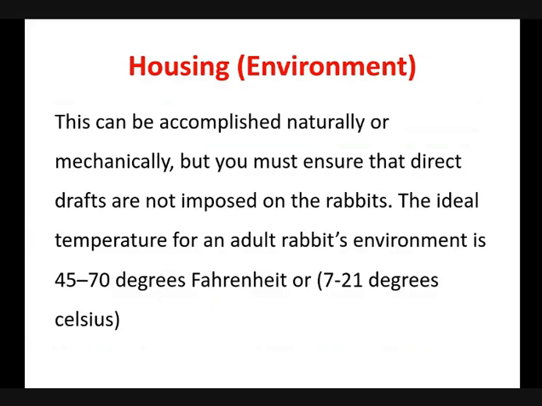The ideal temperature for an adult rabbit environment is 45 to 70 degrees Fahrenheit or 7 to 21 degrees Celsius. That's the ideal temperature for an adult rabbit's environment. And remember that Jamaica is a tropical country and rabbits have a lot of fur, which means they're going to get hot pretty quickly because of our climate. So you can't have them in a housing that is above 21 degrees Celsius. It should be between 7 and 21 degrees Celsius. So ensure that you have proper ventilation for air to pass through.